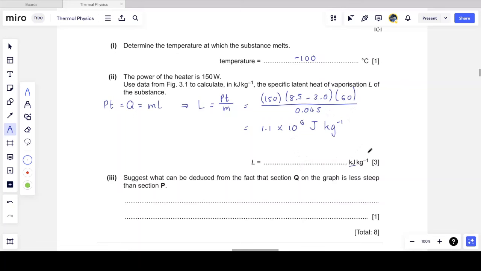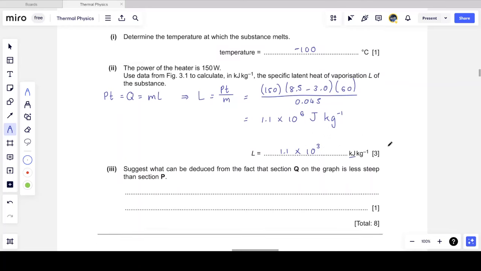The answer wants it in kilojoules per kg. So I'm going to write down 1.1 times 10 to the power 3 kilojoules per kg, because this is 1.1 million joules per kg, which is 1.1 times 10 to the power 3 kilojoules per kg, 1100 kilojoules per kg.